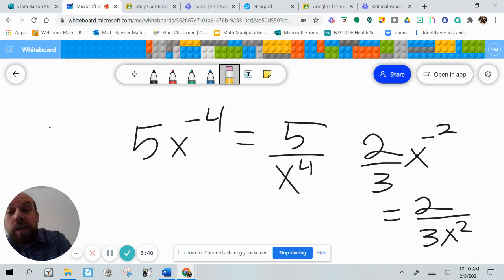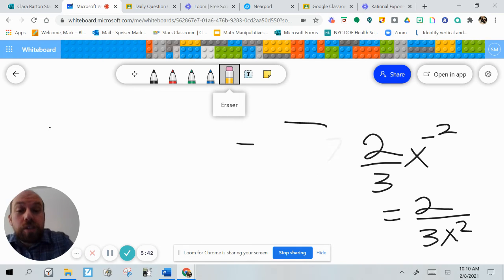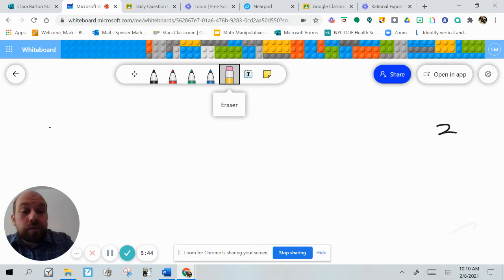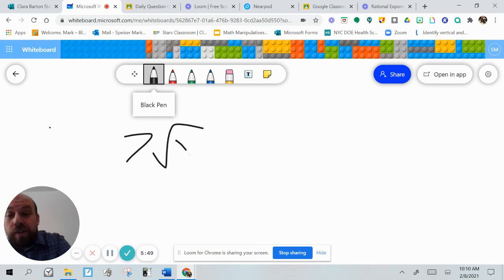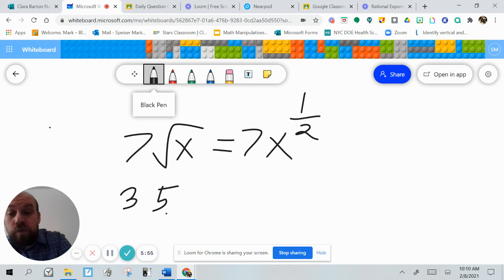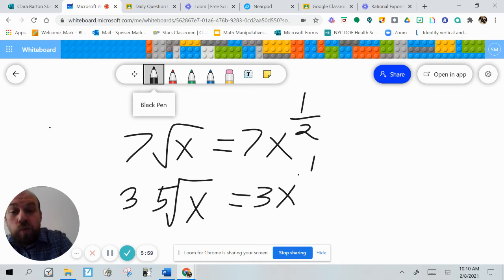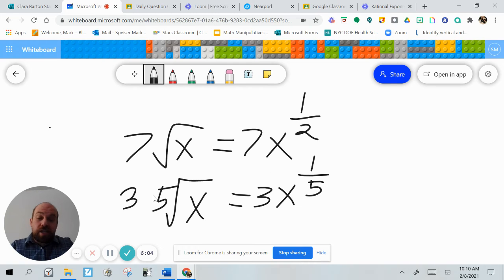And you can think of it the same way when you come to fractions and radicals. What I mean by that, if you had 7 square root of x, same thing as 7x to the half. You had 3 fifth root of x, that's 3 times x to the 1/5. There's a reason why I prefer this notation, because it's easier to tell that that 5 is not 35, but it's part of the radical.